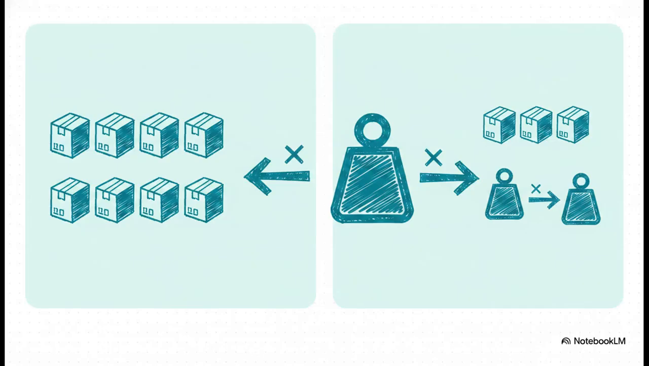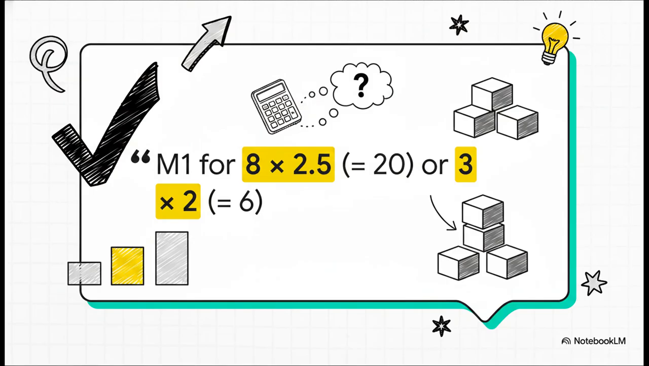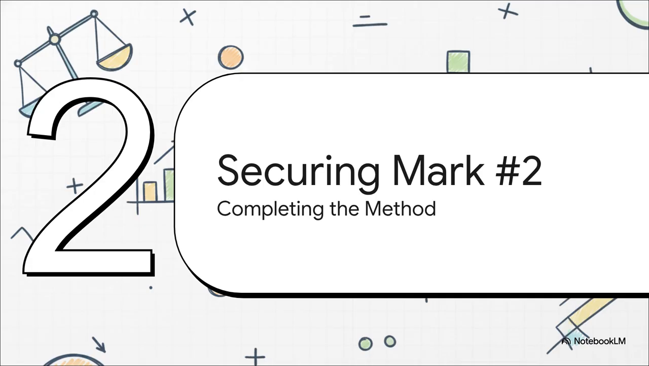Okay, let's run the numbers. For all 8 parcels, that's 8 multiplied by 2.5, which gives us a total weight of 20 kilograms. And for that smaller group, it's 3 times 2, which is 6 kilograms. These 2 simple calculations, they're your ticket in. And don't just take my word for it. Look at this. This is from the official mark scheme. It says you get 1 method mark, an M1, for showing either of those calculations. Just by finding one of those totals, boom, you're already on the scoreboard. So we've got our first mark in the bag.